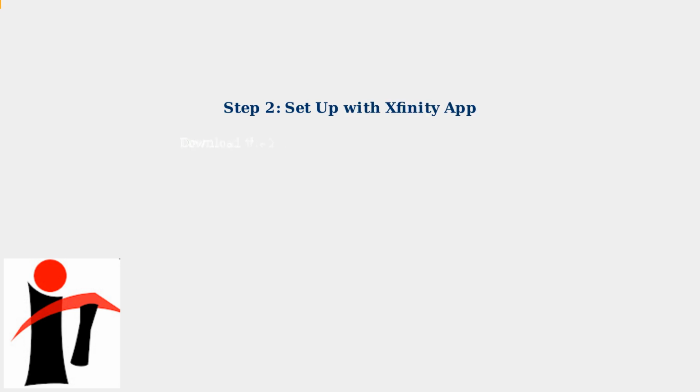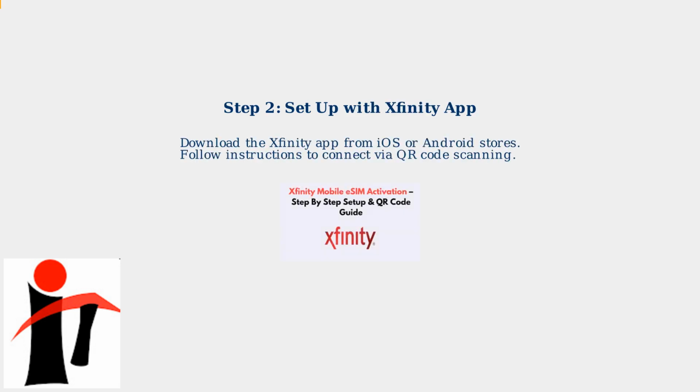After the reset, use the Xfinity app to set up your gateway. Download the app from the iOS or Android App Store and follow the on-screen instructions to connect to your gateway using the QR code scanning option.